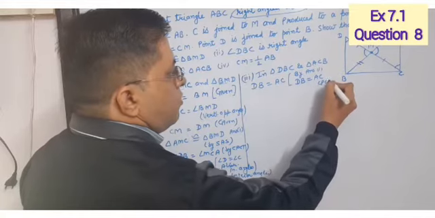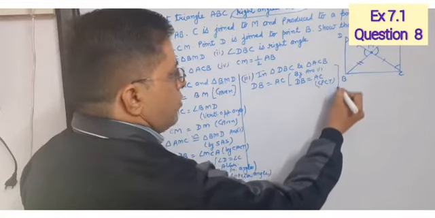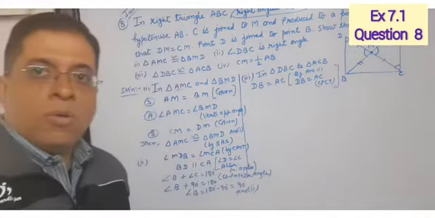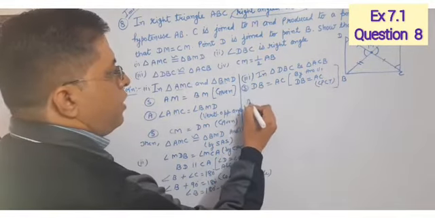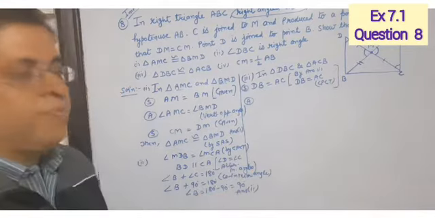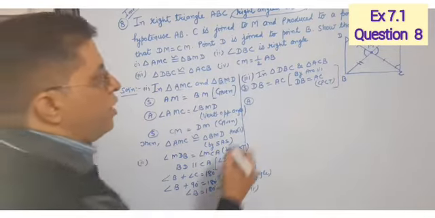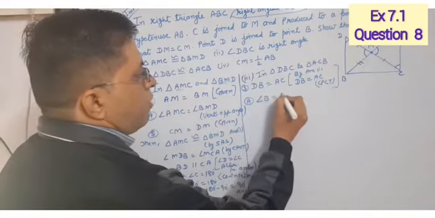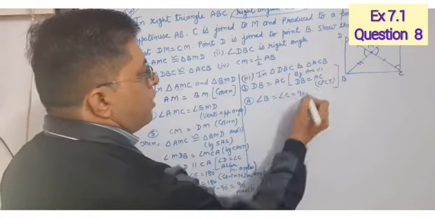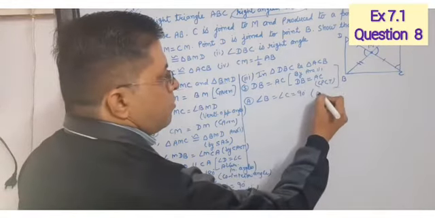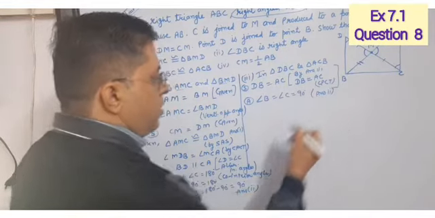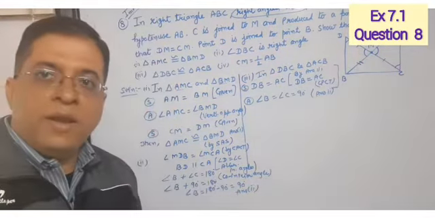And by CPCT you can say this is the reason. Okay, and you can write here S. Then I am taking one right triangle. Which right triangle? Angle B equal to angle C equal to 90 degrees. Angle B is by answer number 2. By answer number 2 we have shown angle B is 90 degrees.